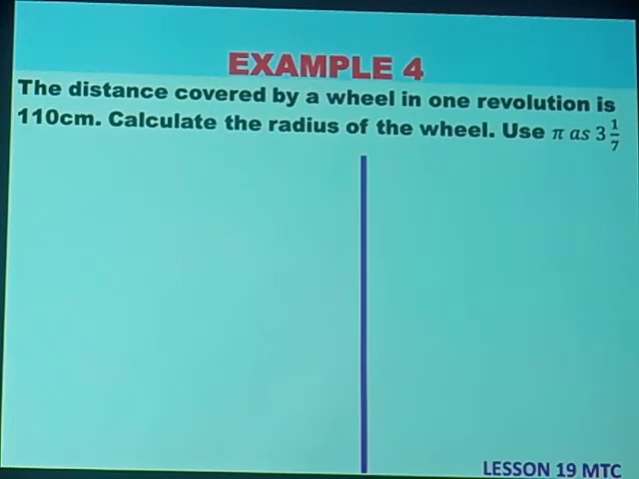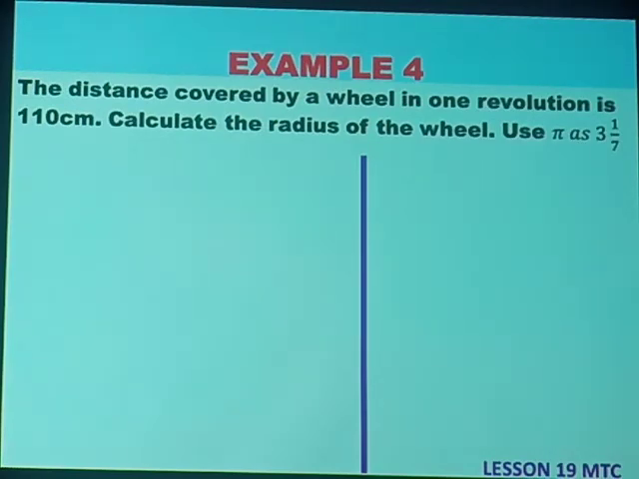Example 4 says the distance covered by a wheel in 1 revolution is 110 centimeters. Calculate the radius of the wheel. Use pi as 3 1/7.